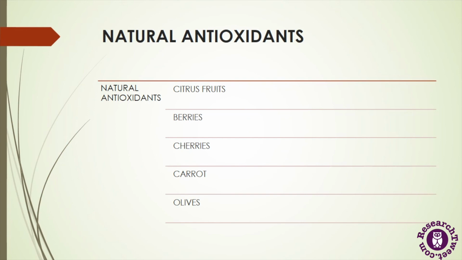There are some natural antioxidants which we can take with our diet. There are citrus fruits like lemon and orange, and there are berries, cherries, carrot, olives, and several green leafy vegetables and many other natural foods from which we can get enough antioxidants to protect us from these reactive oxygen species.